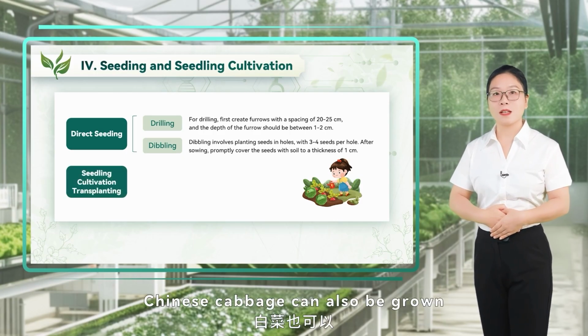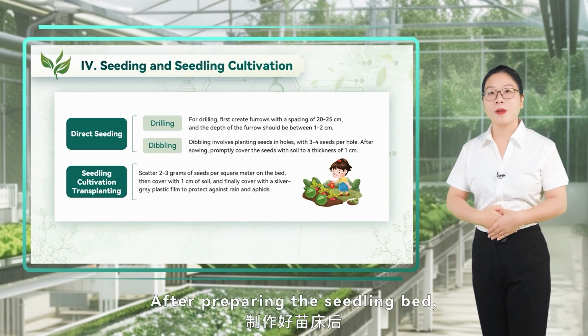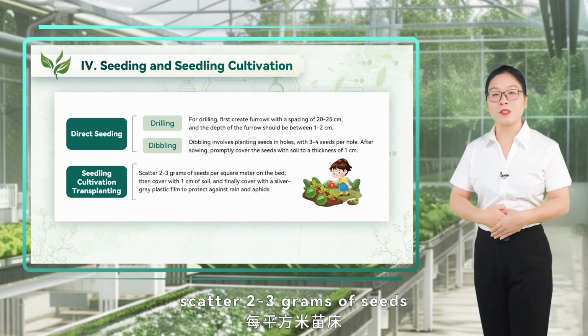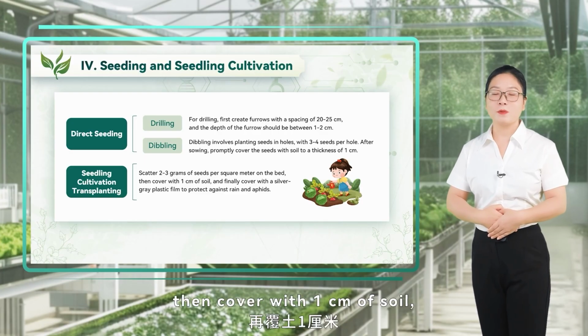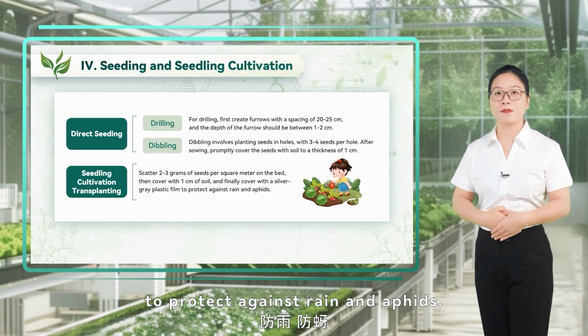Chinese cabbage can also be grown via transplanting seedlings. After preparing the seedling bed, scatter 2 to 3 grams of seeds per square meter on the bed, then cover with 1 centimeter of soil, and finally cover with a silver gray plastic film to protect against rain and aphids.